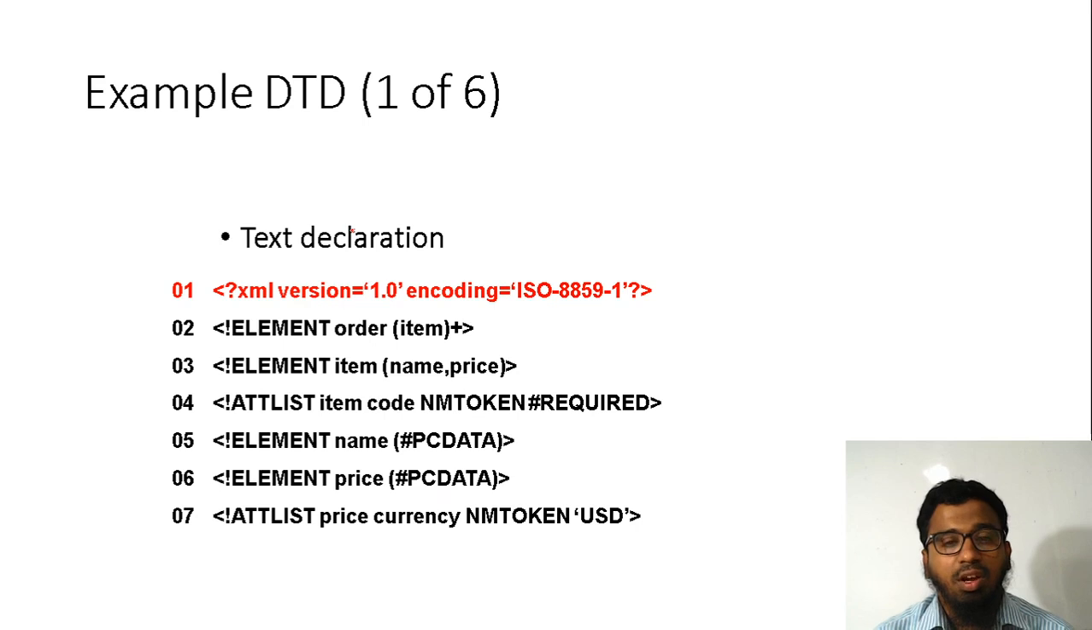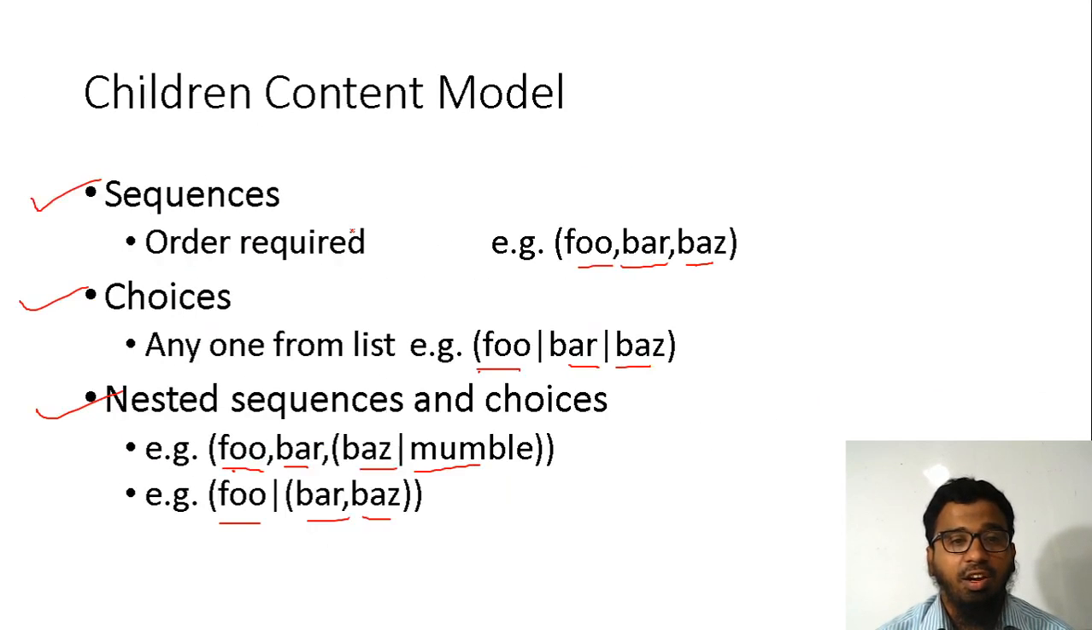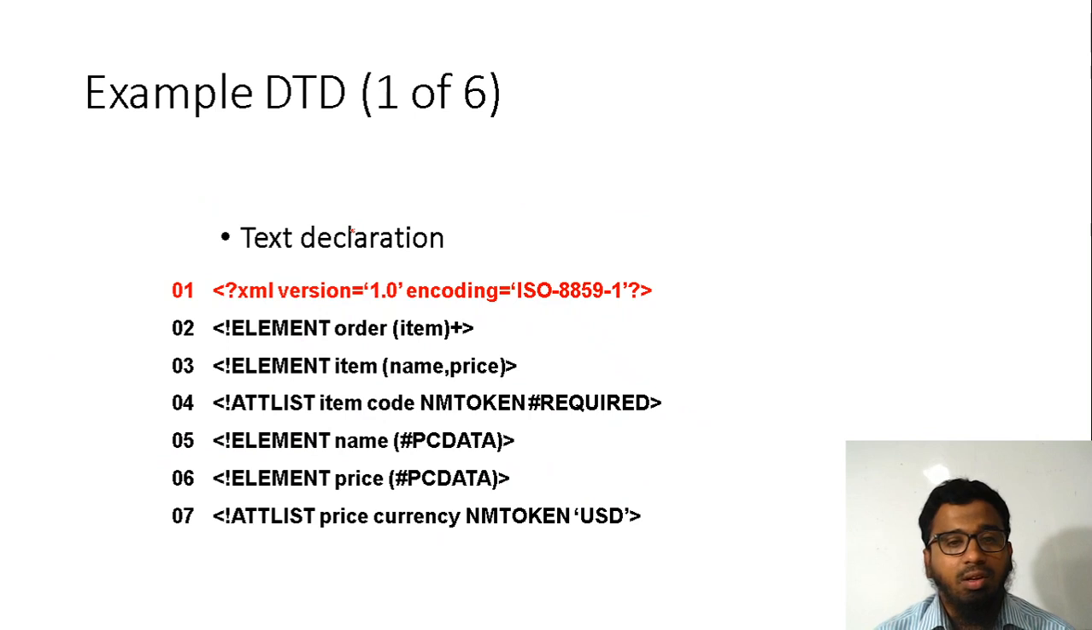Next, the text declaration, whatever we have studied here, that example. This is a text declaration. What is this? Question mark xml, whatever the version you have, you need to select that. Encoding ISO 8859-1, so this is encoding with this number, and at the end there should be a question mark. Okay, so this is the text declaration, first point.